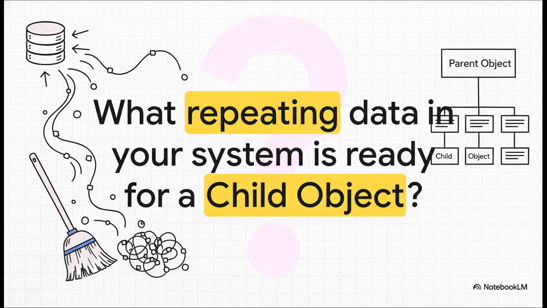And that brings me to my final question for you. I want you to think about your own systems right now. What multi-valued attributes are causing you pain today? What part of your data model is just crying out to be cleaned up with a proper child object?